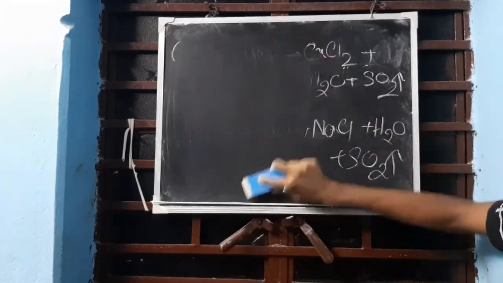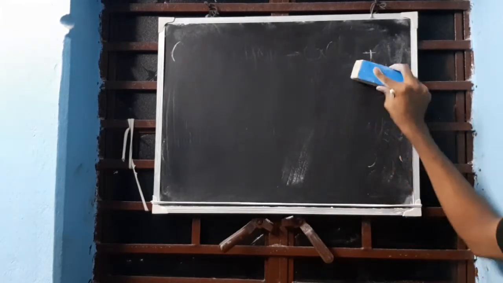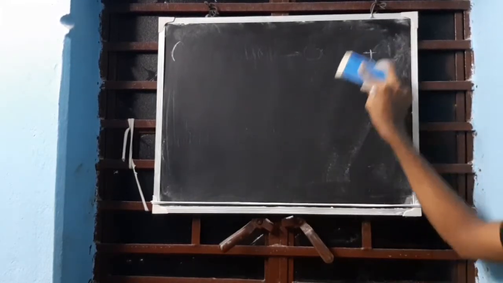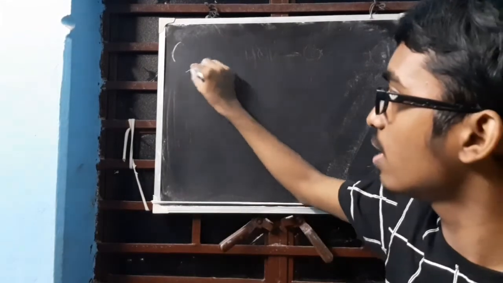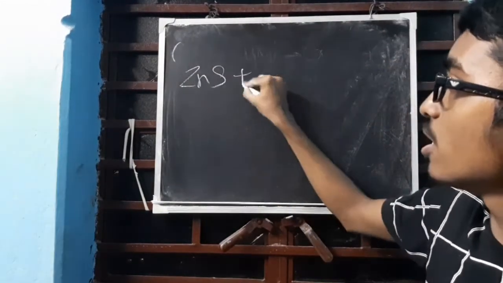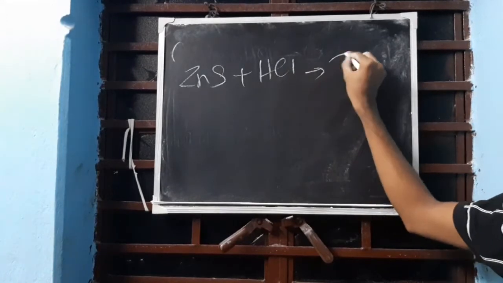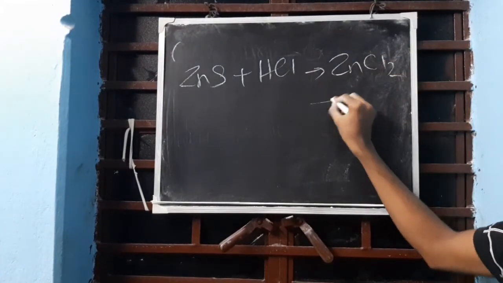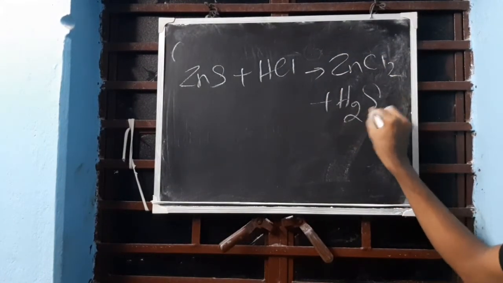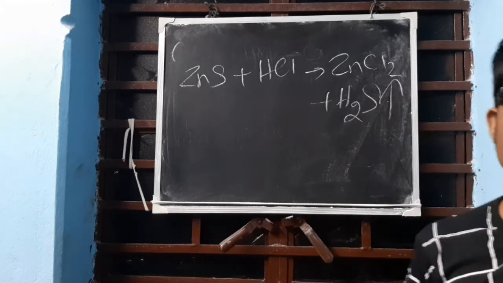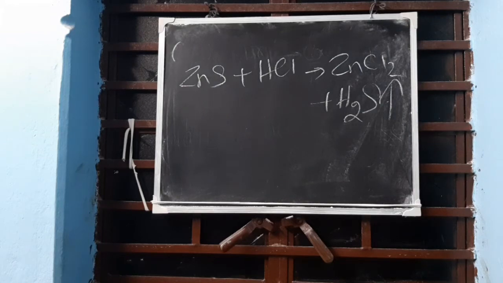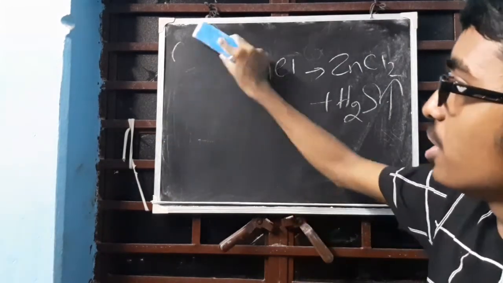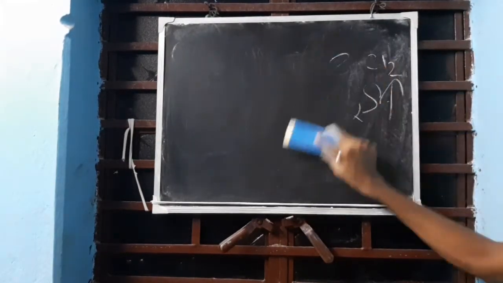Last one is, whenever you react sulfide with HCl, a rotten egg smell gas forms, that is hydrogen sulfide. One only I will show. Suppose it is ZnS plus HCl, it will form ZnCl2 plus the rotten egg smell gas, H2S. Clear? Understood? Okay, next.